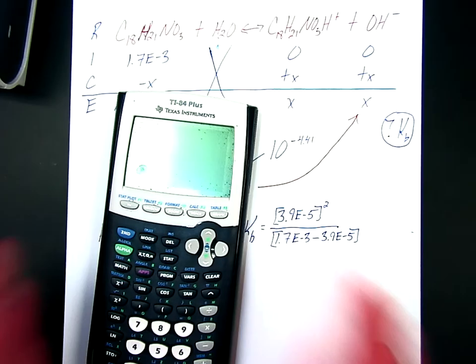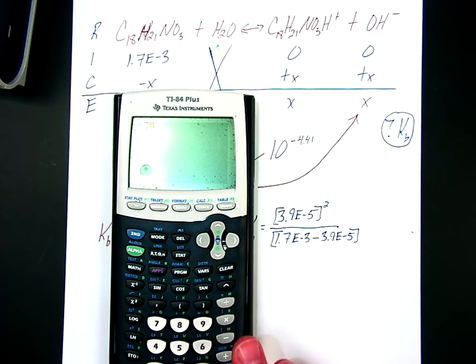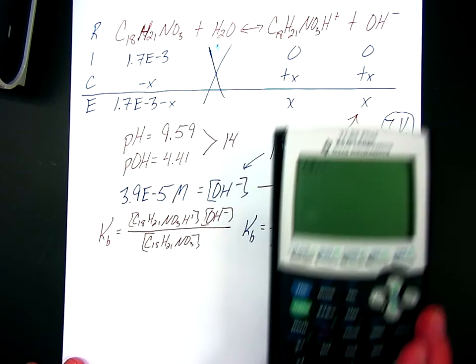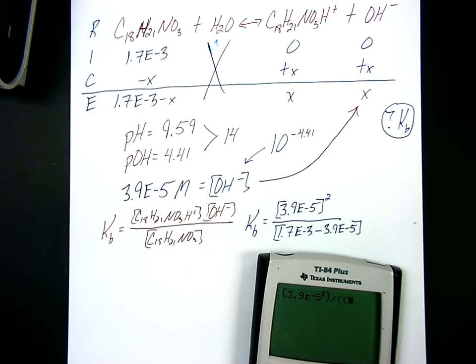All right, so let's check this out. I'm going to go 3.9 E negative 5 squared, and divided by 1.7 E negative 3 minus 3.9 E negative 5. And it gives me an answer of 9.2 E negative 7.